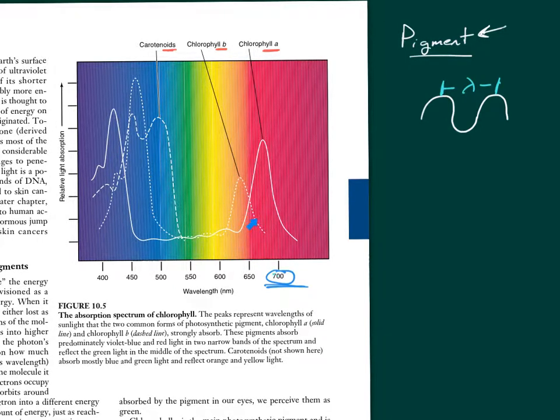It gets some of the orange, a little bit of the red, but mostly orange. And it does get a little bit of the yellow, so it's really light orange, dark yellow. Most of the orange and some of the blue, some of the red, and then of course the carotenoids. This carotenoid here. Look at this.